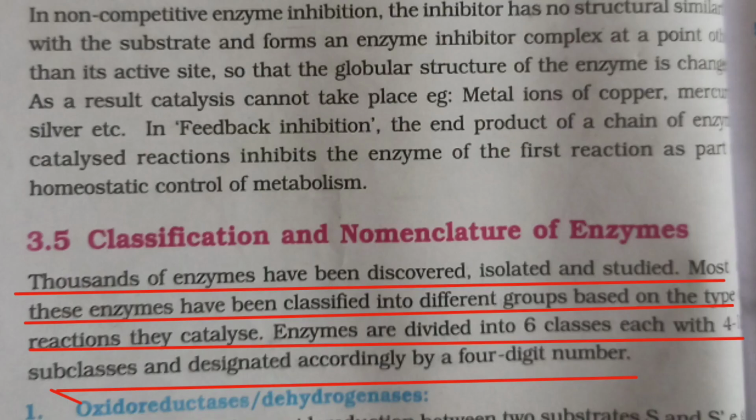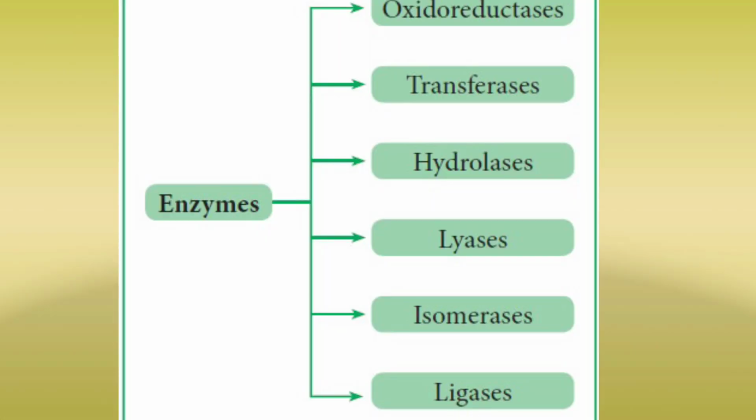In this part we will discuss how enzymes have been discovered, isolated and studied. Most of these enzymes have been classified into different groups based on the type of reactions they catalyze. Enzymes are divided into 6 classes with 4 to 13 subclasses and designated accordingly by a 4-digit number. This is very important in NEET.